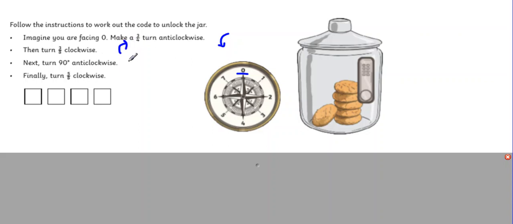Next, turn 90 degrees anti-clockwise. So anti-clockwise is this way. Finally, turn 5/8 clockwise. So that's this way. So you turn it anti-clockwise, then clockwise, then anti-clockwise, then clockwise. And you're doing first of all a 3/4 turn, then a 3/8 turn, then 90 degrees, then 5/8.